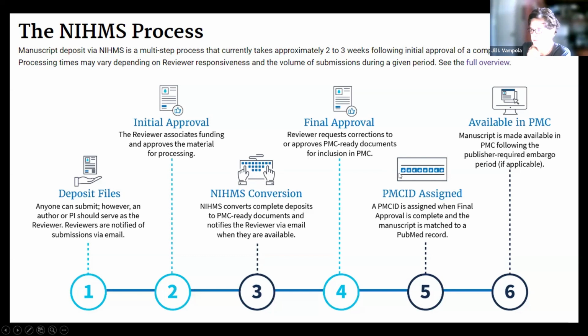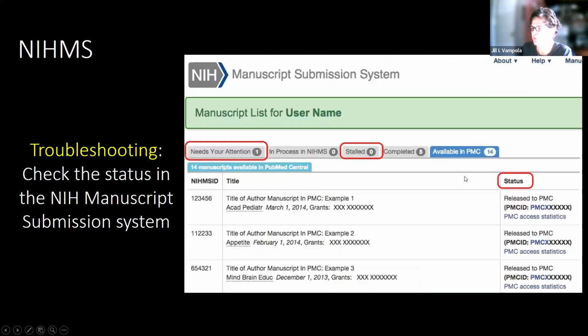Then it gets the PMC ID, and it's going to show up in your PubMed Central with the PMC ID number, not necessarily the PMID number. So this is what the NIHMS system looks like.